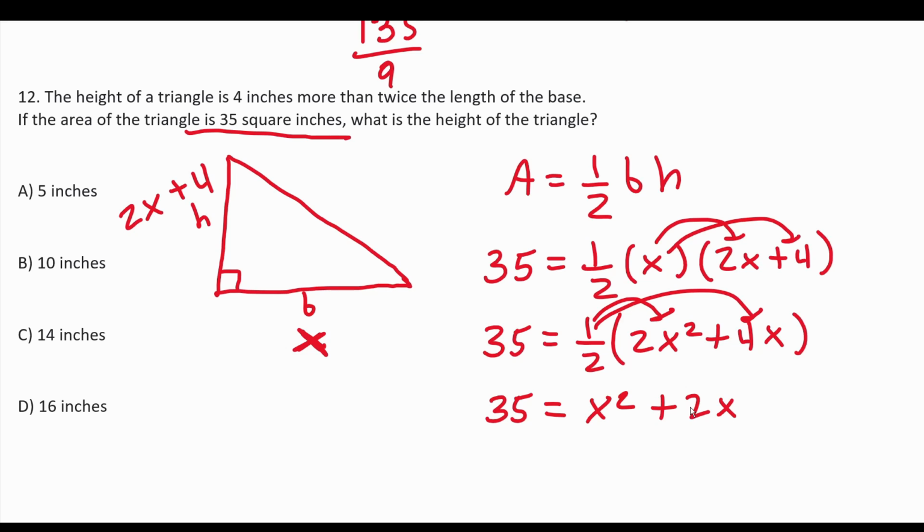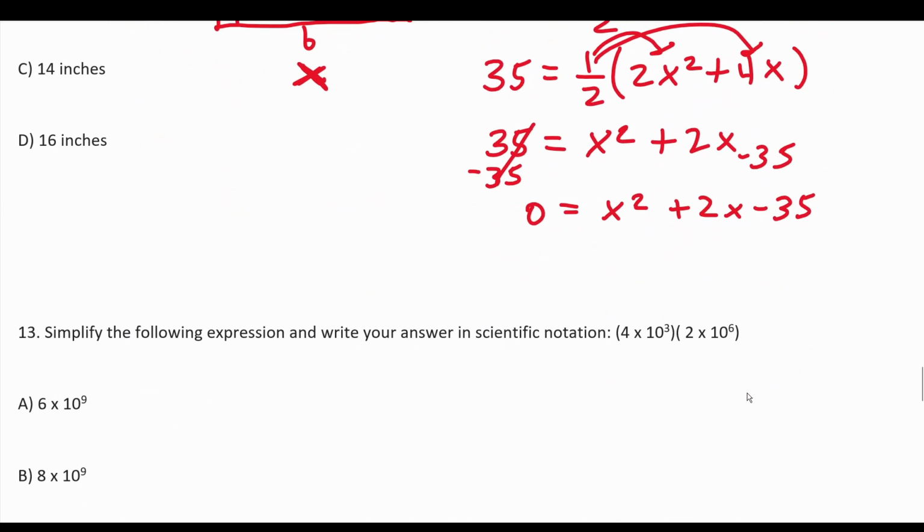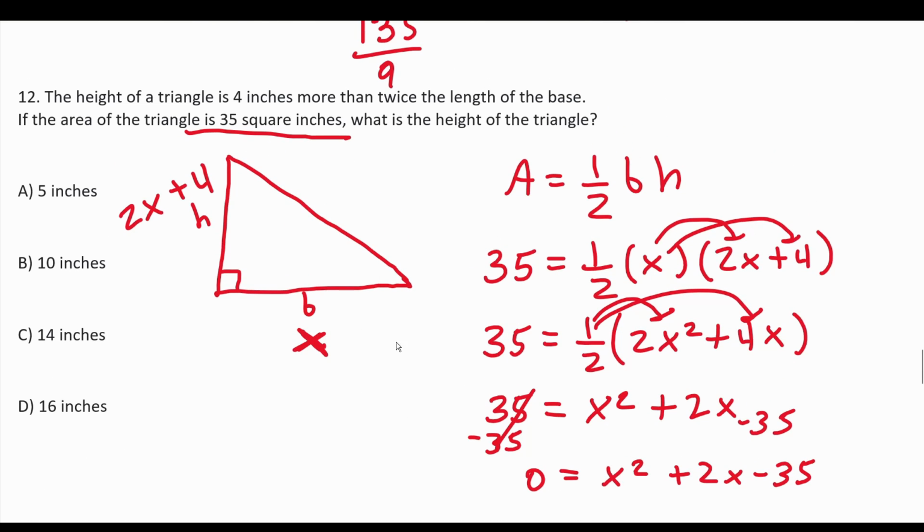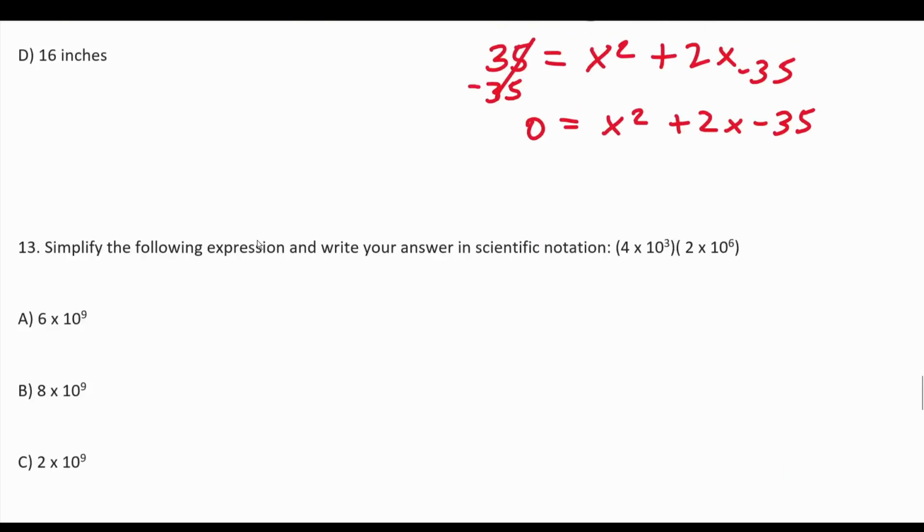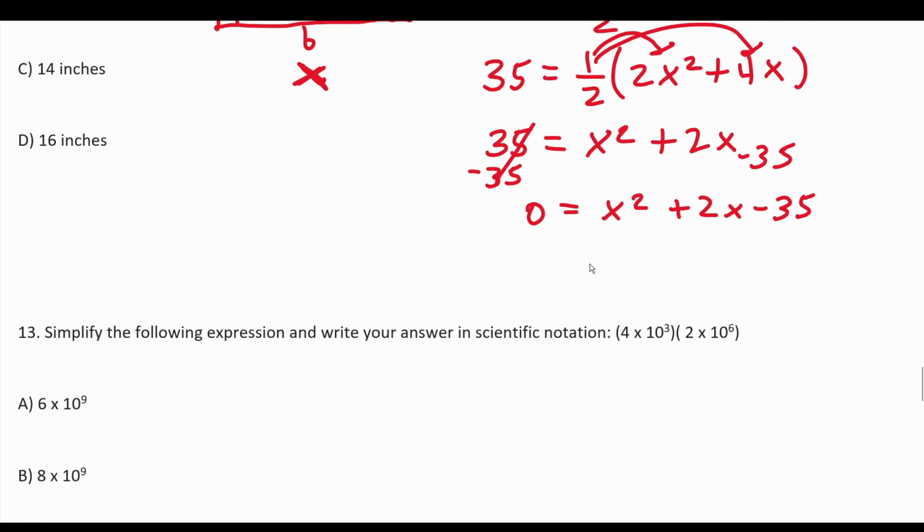All right, now that we've done that, let's go ahead and bring this 35 over here via subtraction. This becomes 0 equals x squared plus 2x minus 35. And now this is a quadratic equation that we can solve, which will tell us what x is. And if you look back at our diagram, if we figure out what x is, we can plug in that value for x and find its height. So let's go ahead and solve this like we normally would.